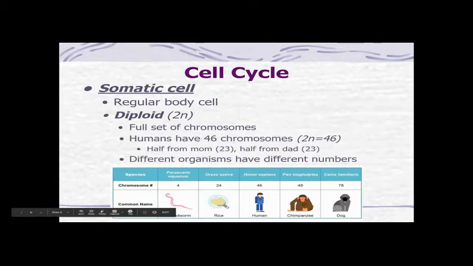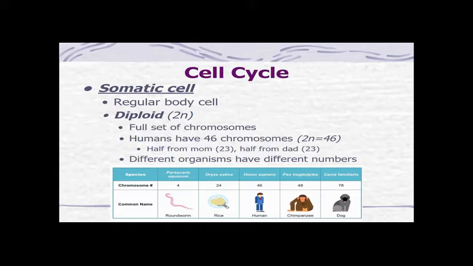So we said in the definition that the cell cycle and mitosis has to do with the somatic cell. A somatic cell is just a fancy name for a regular body cell. All of our somatic or regular body cells are diploid, and diploid is abbreviated to 2N. Diploid means that the cell has a full set of chromosomes. It has all the chromosomes that it's supposed to have. In terms of us as humans, we have 46 chromosomes. So our diploid number, our 2N number is 46.